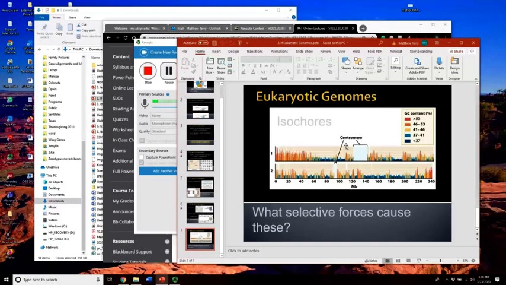Okay, that's it. That's all you need to know about genomes. You have your SLOs broken down into these individual subunits so you can study them and review them, go over them. If you have any questions, please feel free to reach out.